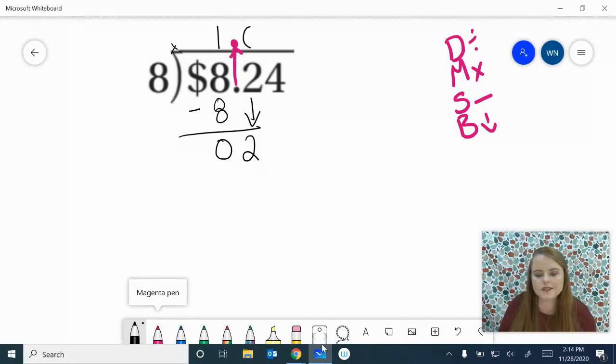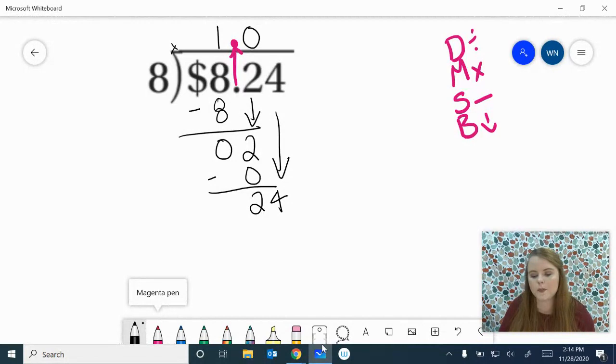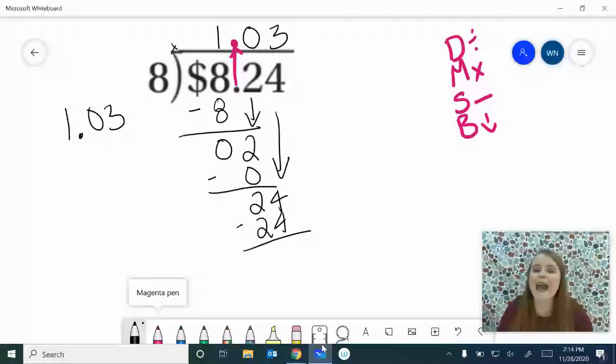8 can go into 2 0 times. Now we're going to multiply. 0 times 8 is 0. Subtract. 2 minus 0 is 2. Bring down that 4. 24 divided by 8 is 3. 3 times 8 is 24. There we go. Since I already placed my decimal, I know that my answer is going to be 1 and 3/100 or $1.03.